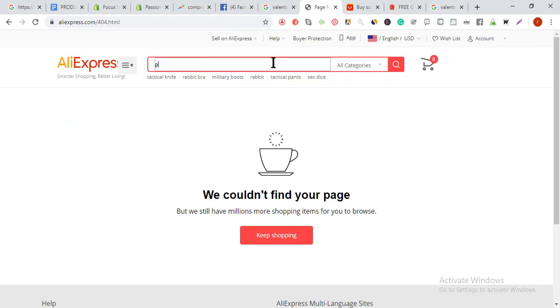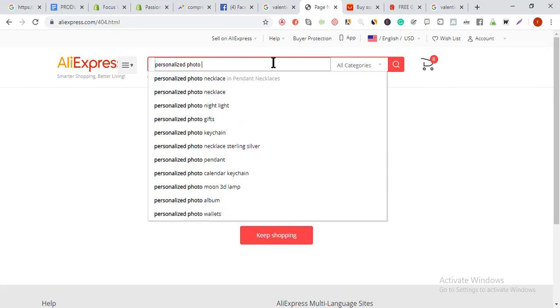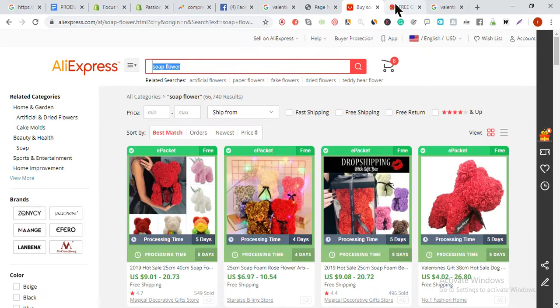Why not? Personalized photo. See? Can you see this? Actually, AliExpress helped us. So we can check, we can definitely use this or check it out. The necklace, the night light, the keychain, the calendar keychain, the moon lamp, wallets, etc. Let's check this out here.